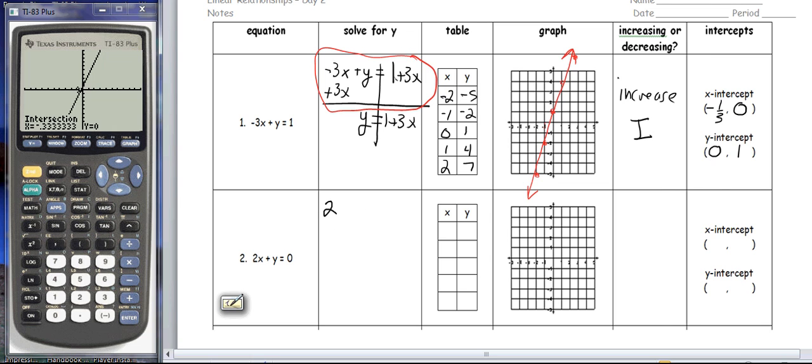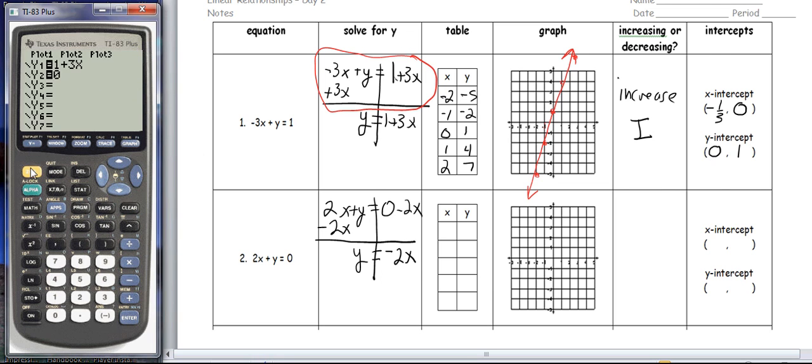Let's do number 2. I have 2x plus y equals 0. I need to get rid of my 2x. So I'm going to do it like this. Remember, show all your work. Up with y equals, I don't need the 0, but I can bring down my -2x. Come over here, I'm going to clear out that first equation, and I'm going to put in -2x. Now you need to put in the negative sign here.